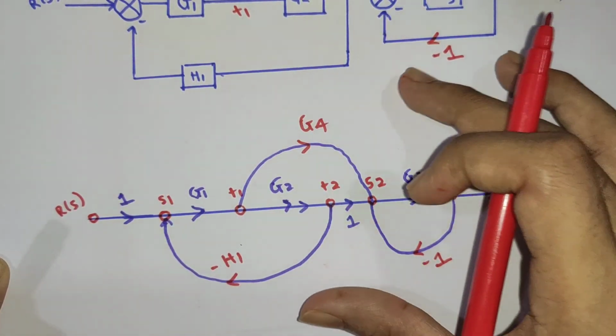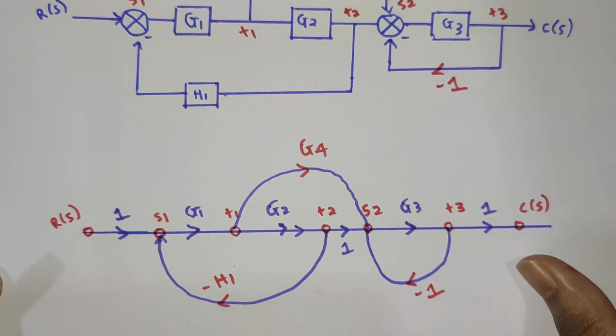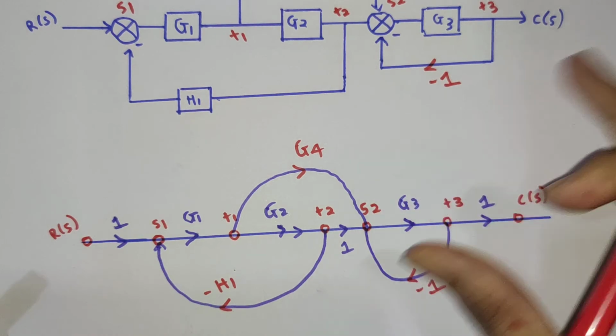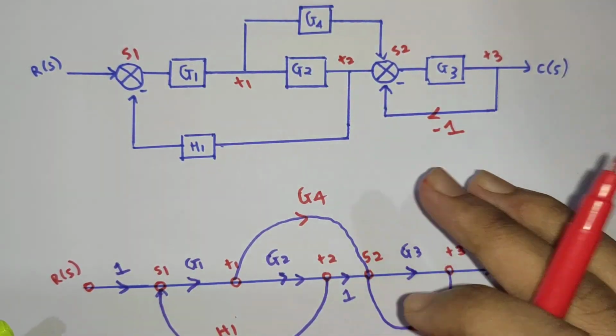In the next lecture we are going to do the problems of Mason's gain formula, and how we are going to find the transfer function of a system using its signal flow graph.